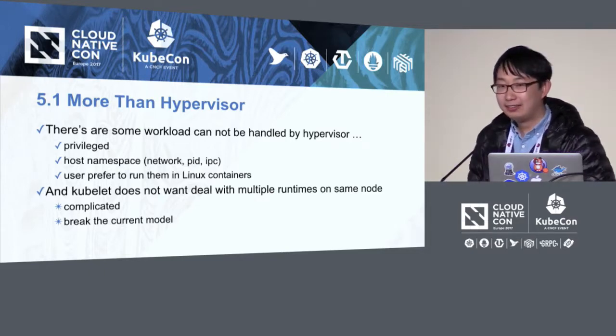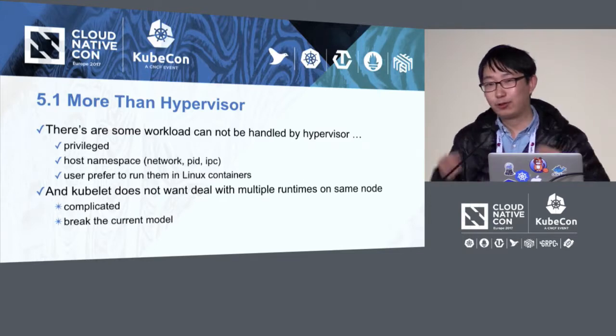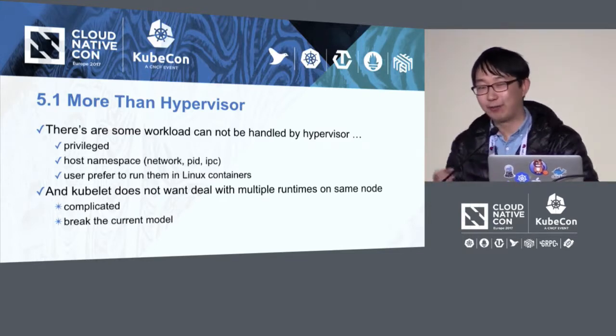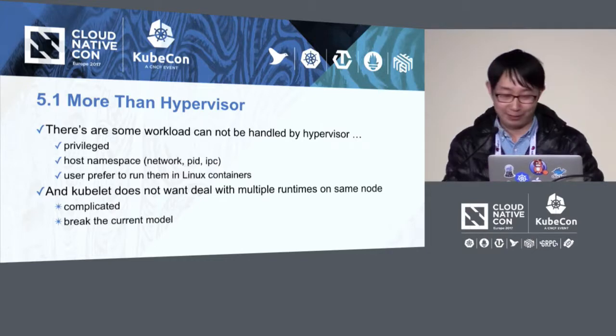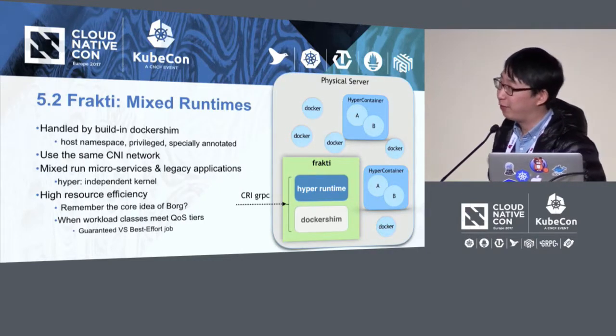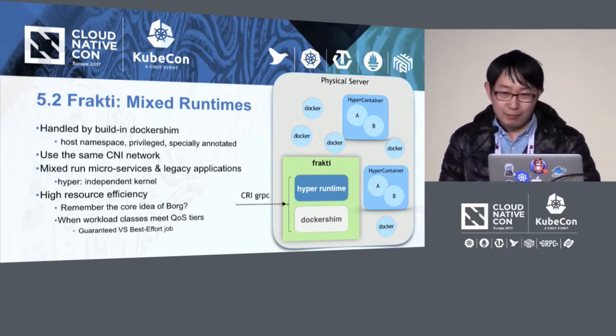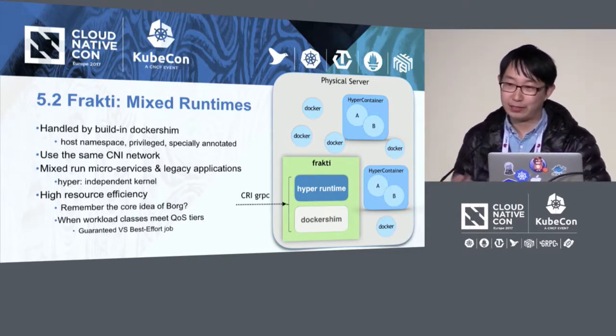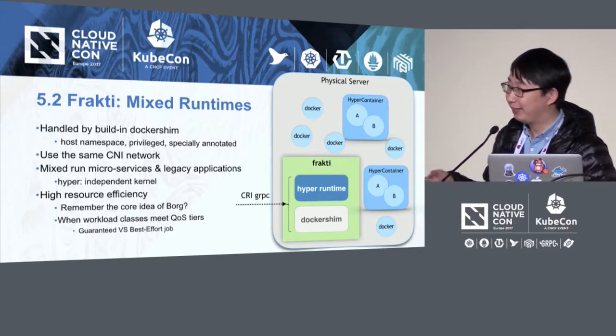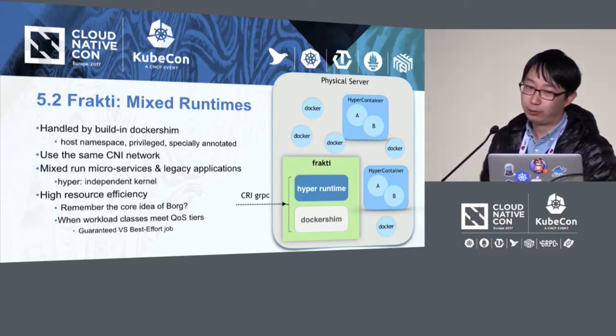On the other hand, SIG Node has also reached an agreement that Kubernetes should not be responsible for handling this kind of mixed runtime, because it is too complicated to implement on the Kubernetes side. It will break the current model of Kubernetes. We need to refactor everything. So that's why in Frakti we support mixed runtimes. Any container which claims to use a host namespace or privileged mode, or has the special annotation, will be run automatically by using a built-in or vendor Docker shim.